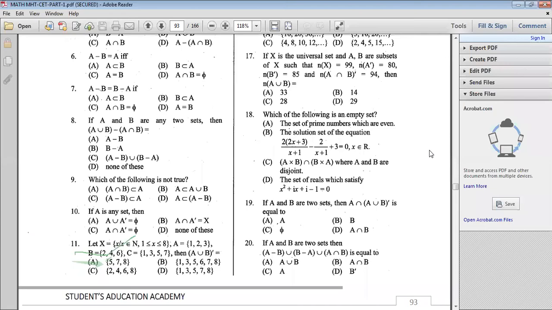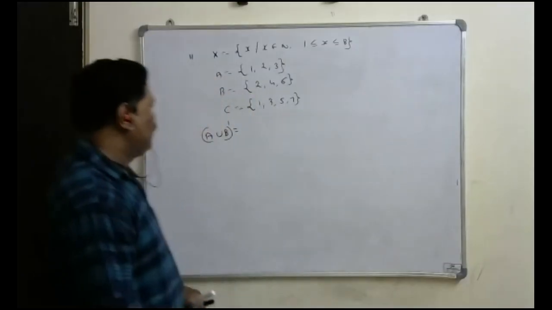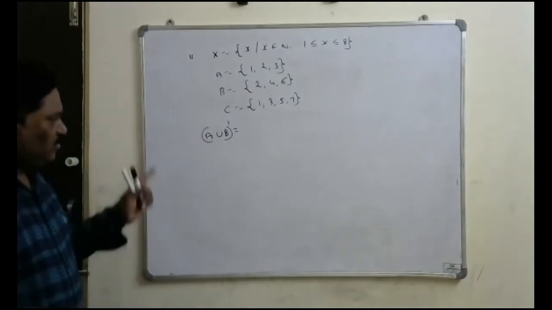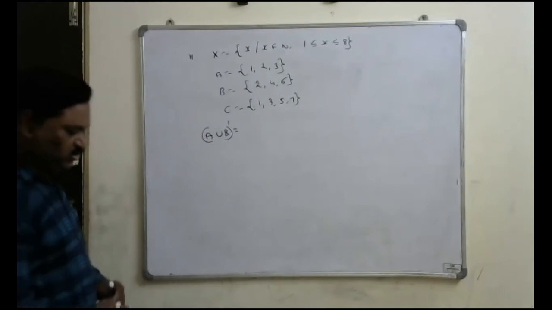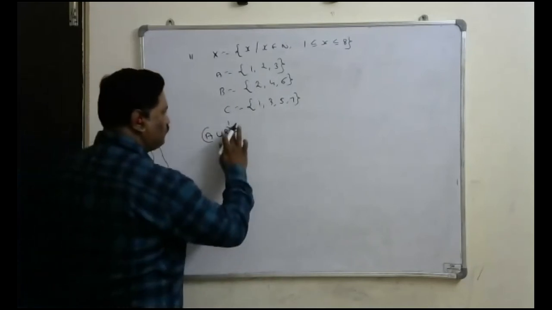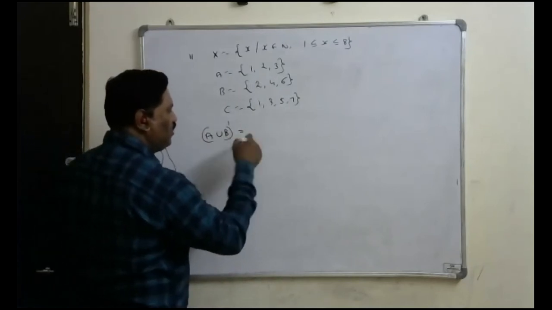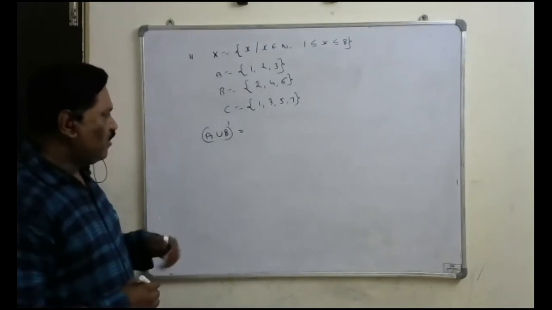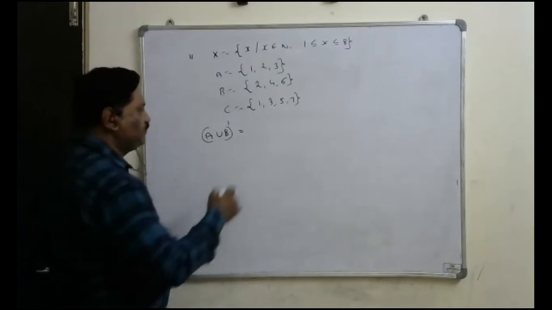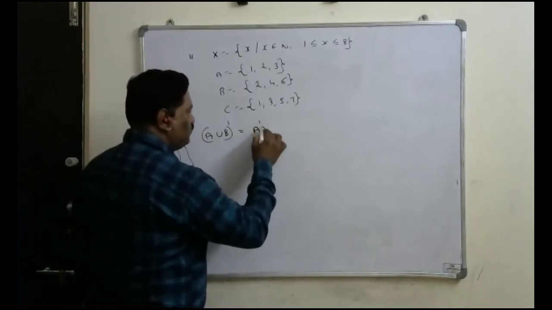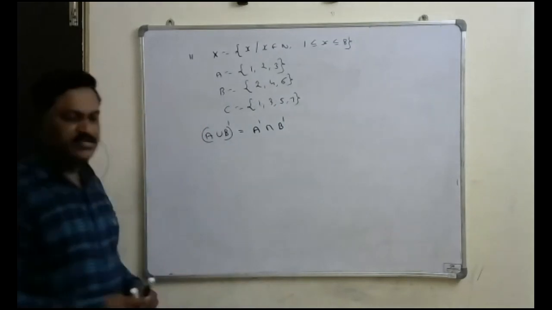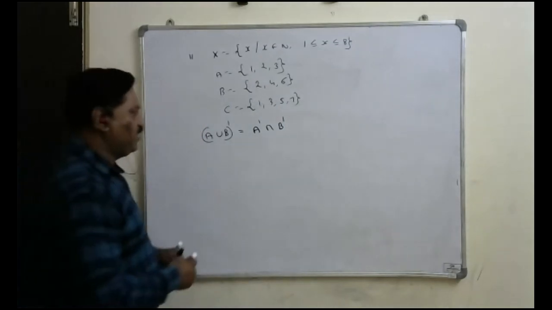Just look at this. Tell me, how do you write the A union B whole dash? I told you yesterday about De Morgan's law. How can you write the A union B whole dash? A dash intersection B dash. That is the formula for A union B whole dash.